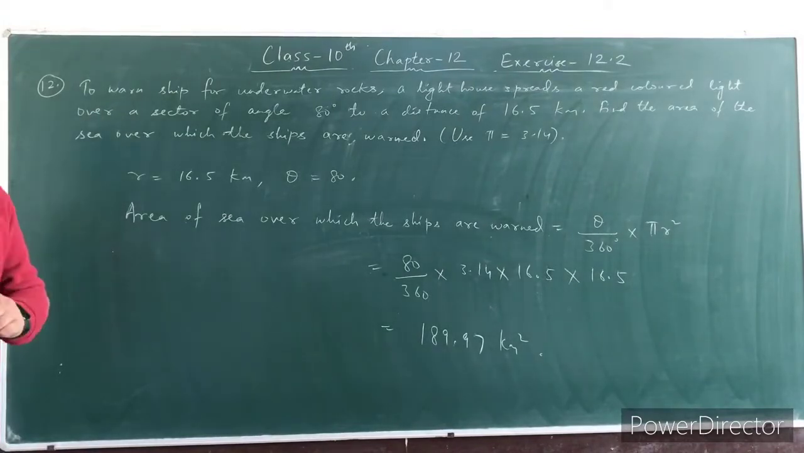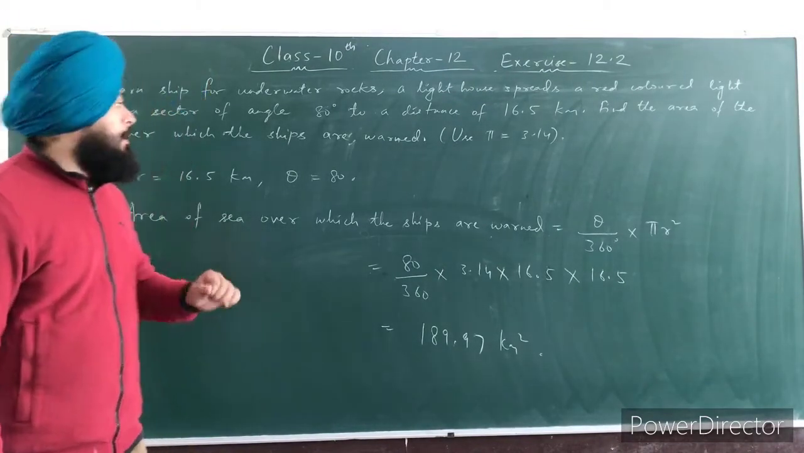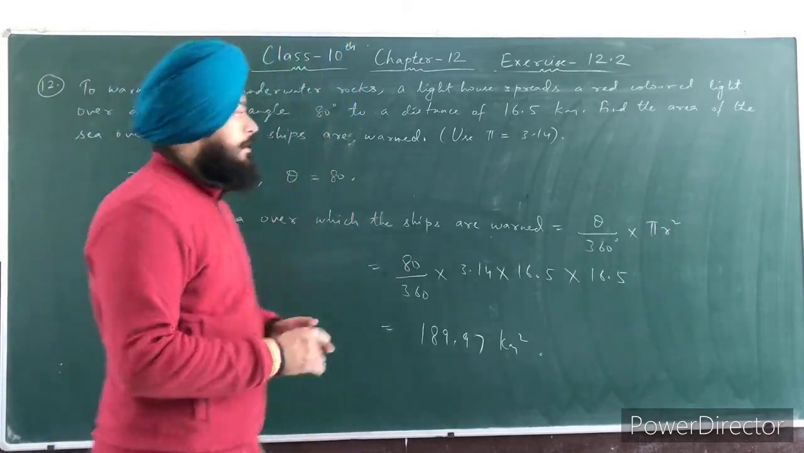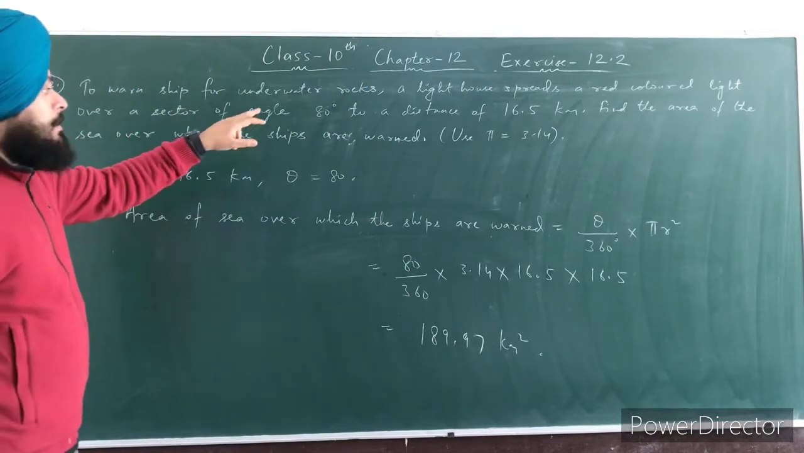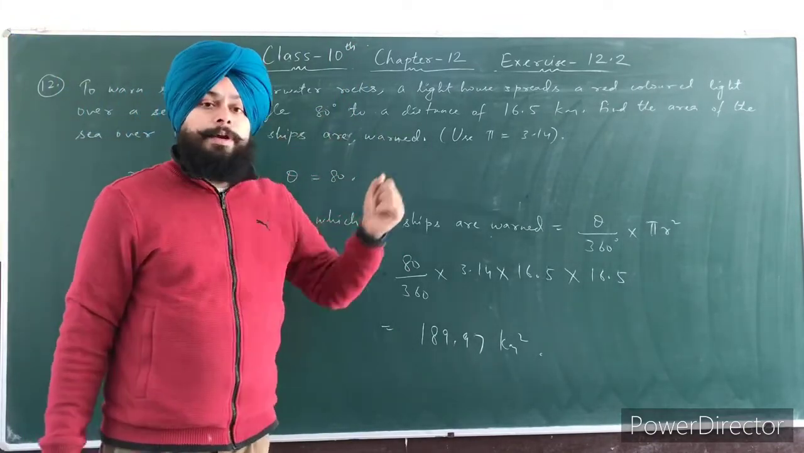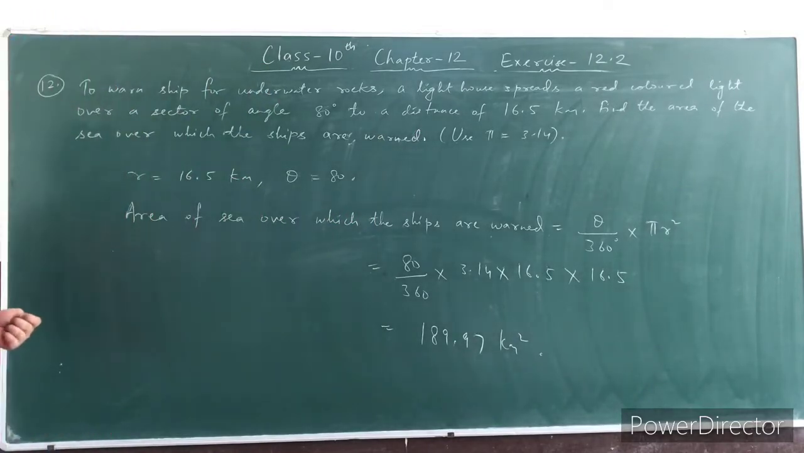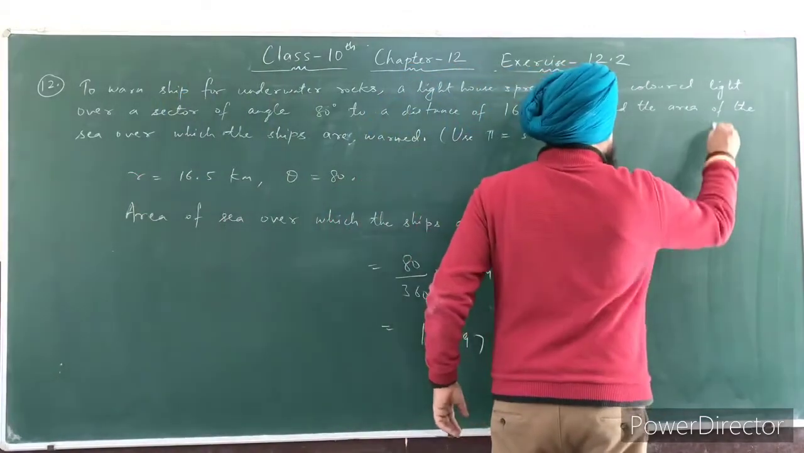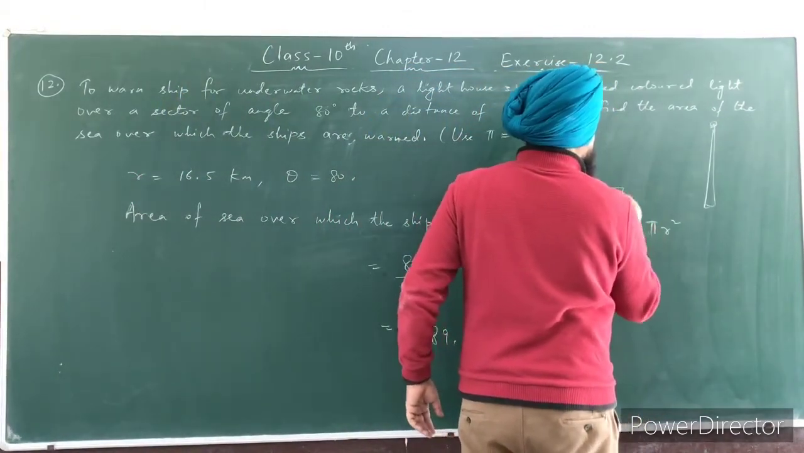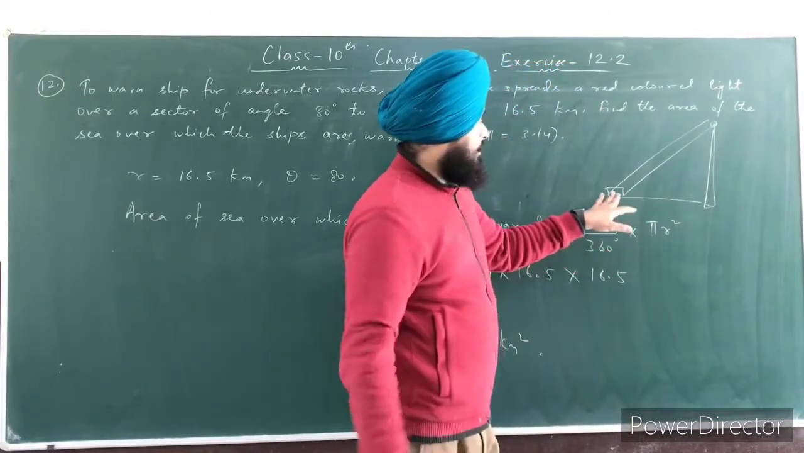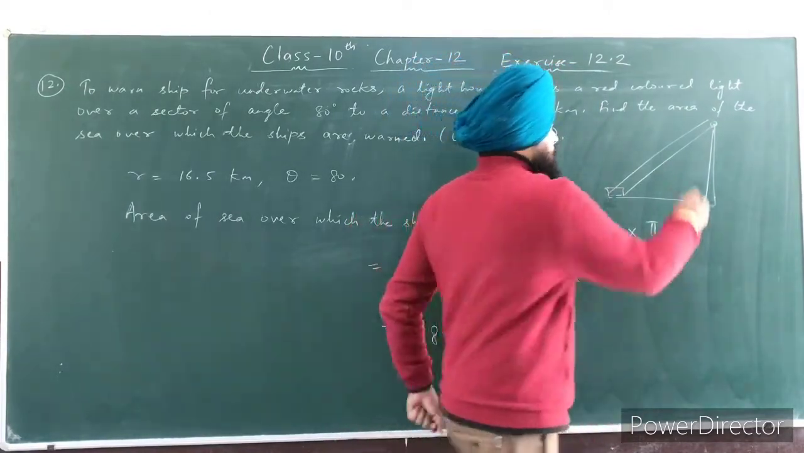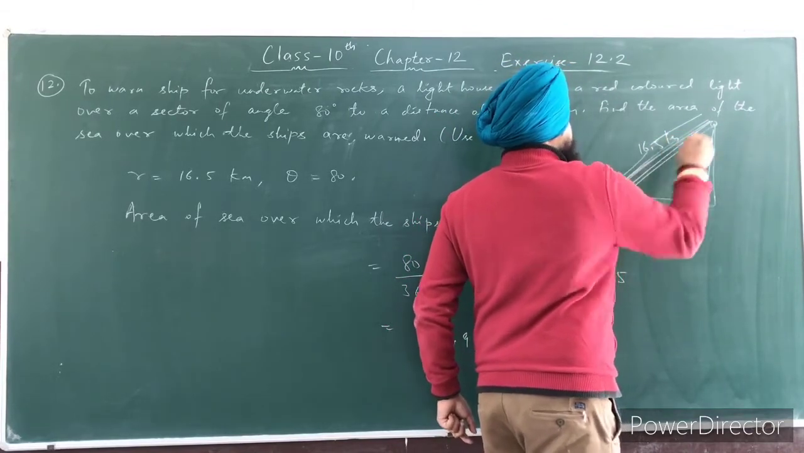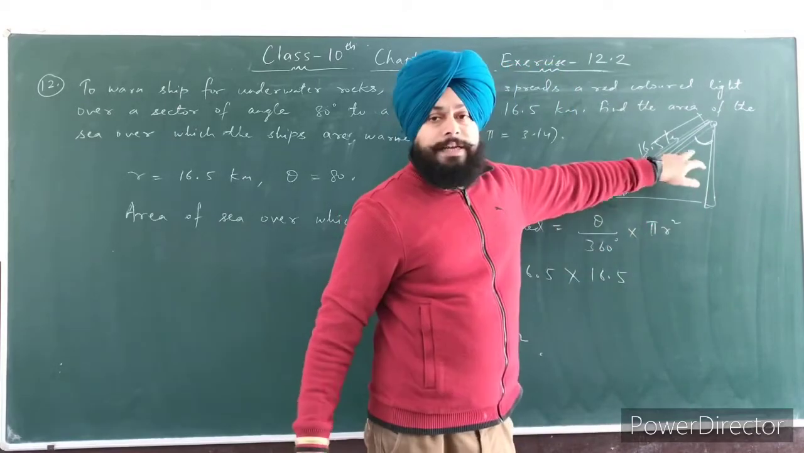Next, this is your question number 12. The question is, to warn ships of underwater rocks, a lighthouse spreads a red colored light over a sector of angle 80 degree to a distance of 16.5 km. So find the area of the sea over which the ships are warned. So there is a lighthouse which spreads a light on a ship at a distance of 16.5 km, and the angle of the sector is how much?